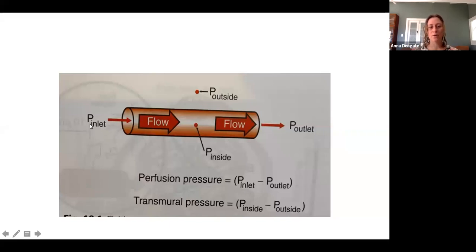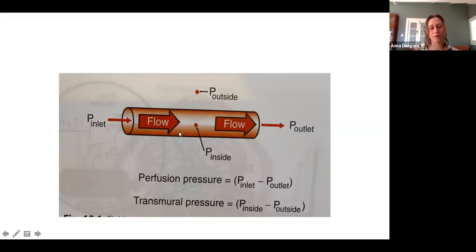And then we also need the pressure at the top end of the vessel to exceed the pressure at the bottom end of the vessel. Otherwise the flow is reversed, obviously, so it's just going to go in the direction. That's called the perfusion pressure.